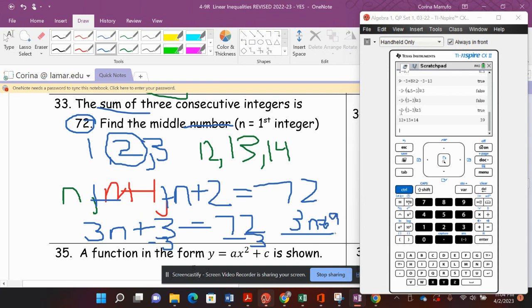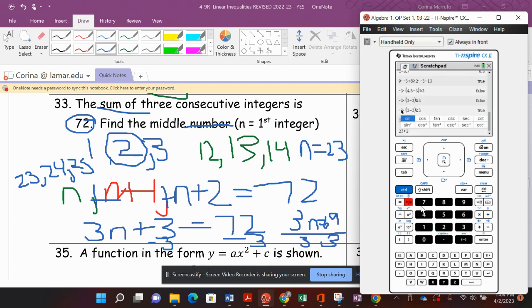69. We divide by 3 and we get n equals, that would give us 23. Okay, so that means that the three numbers that add up together are 23, 24, and 25. So let's check to see if that's true. 23 plus 24 plus 25 gives us 72. That is true. So then they're asking us for the middle number, el número que está en medio, it's 24.